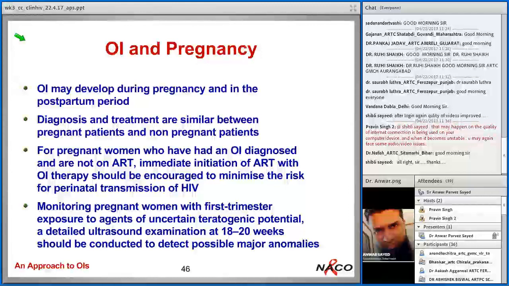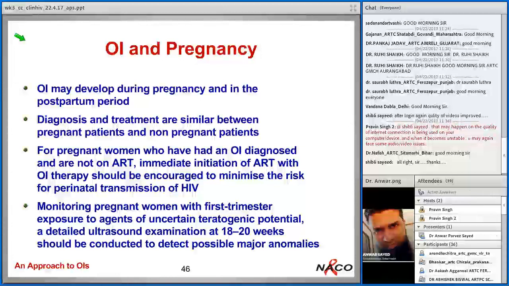but again, for pregnant women who have had an OI diagnosed and are not on ART, immediate ART initiation with OI therapy should be encouraged to minimize the risk of perinatal transmission of HIV. Because if a person is pregnant with a high viral load and some opportunistic infection, the risk of transmission of HIV to the baby will increase multiple folds.